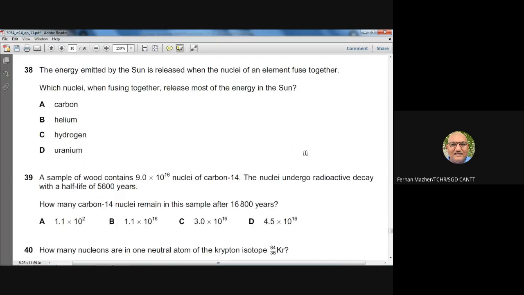The energy emitted by the sun is released when the nuclei of an element fuse together. Which nuclei, when fusing together, release most of the energy in the sun? You see, we have two small hydrogen nuclei. They come close to each other, they fuse into each other, and make a larger nucleus of helium. This is called fusion. This is happening on the stars and on the sun. So the smaller hydrogen nuclei fuse together. So C is the option.